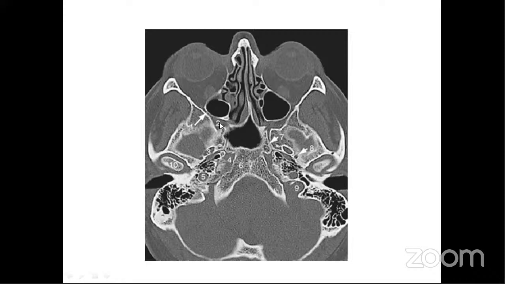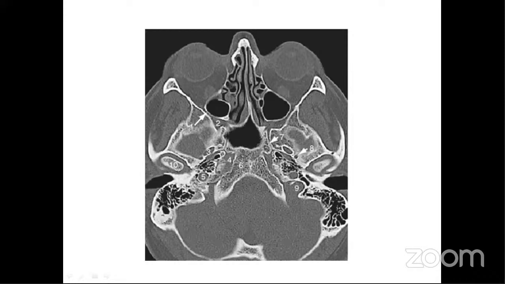This foramen rotundum is the foramen through which the maxillary division of the trigeminal nerve exits the brainstem. Then at number three we have foramen ovale, which I showed you in the last picture as well. Through this foramen ovale, the mandibular division of the trigeminal nerve leaves the skull base. So this is maxillary, this is mandibular.